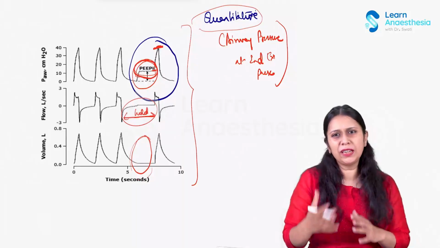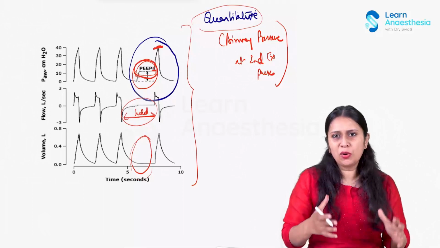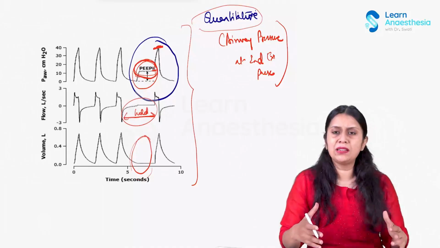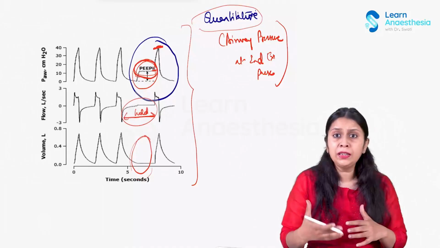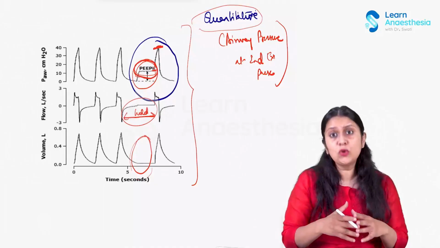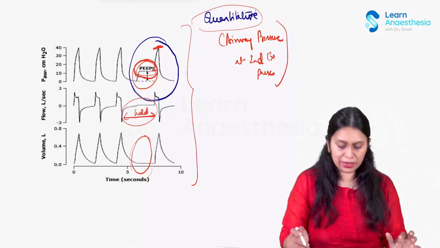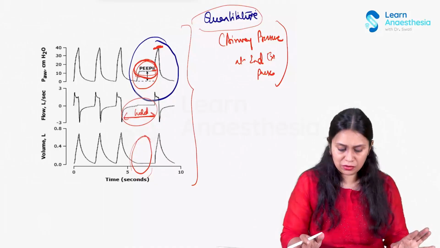Now, this is not a very accurate method. This requires the intrinsic PEEP not to be very high, and this requires a complete paralysis of the patient. Patient should not have any effort. There should be no diaphragmatic movement of the patient. Otherwise, the calculation would not be correct. So complete paralysis is required.